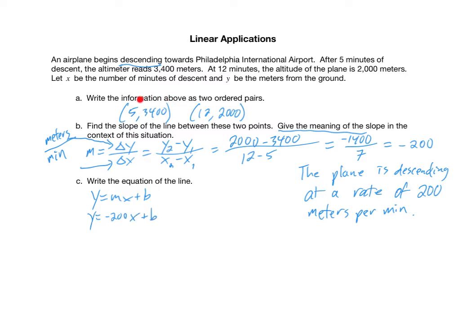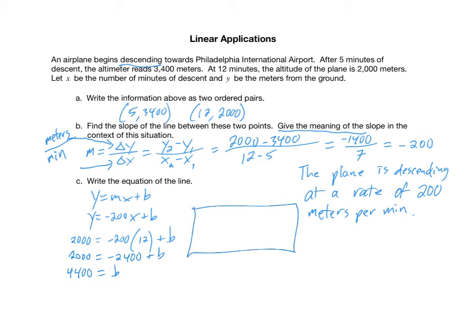To find b, we will temporarily plug in one of these two ordered pairs. Let's go ahead with this one here. So we've got 2,000 for y equals negative 200 times the x value there, which is 12, plus b. And now we have an equation just with b in it. We can solve for b. We've got 2,000 equals negative 200 times 12, which is negative 2,400, and then, of course, the plus b. And if you add 2,400 to both sides, you get 4,400 is equal to b. So the equation of the line is y equals negative 200 times the input variable x plus 4,400, where 4,400 is the y-coordinate of the y-intercept.